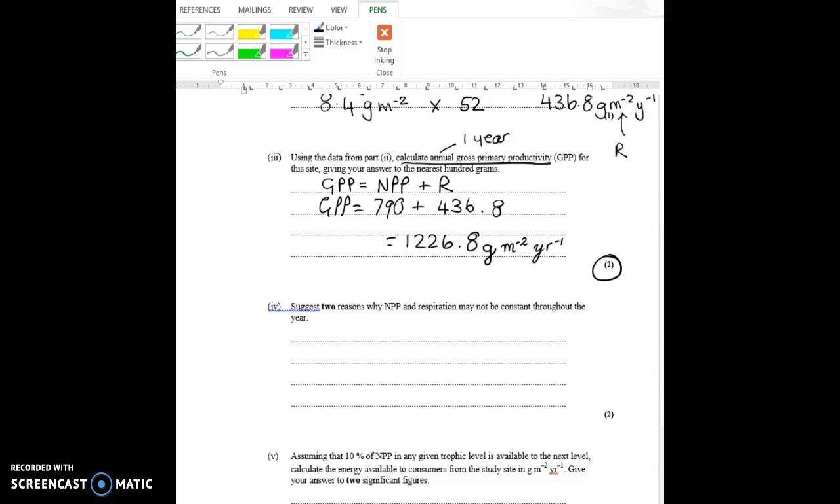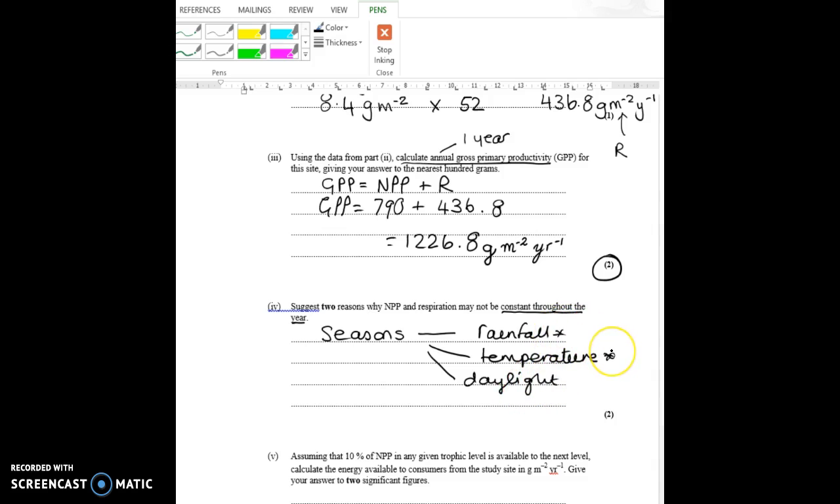Why would MPP and respiration not be constant throughout the year? Whenever a question asks me about not being constant through the year, the first thing that comes to my mind is the seasons. So when I think about the seasons, the things that I think will change with the season would be rainfall, temperature. Okay, and other things could happen too. The amount of daylight could be changed. My fallbacks are always rainfall and temperature, but the amount of daylight could be affected too, and there'd be other variables you could think of.